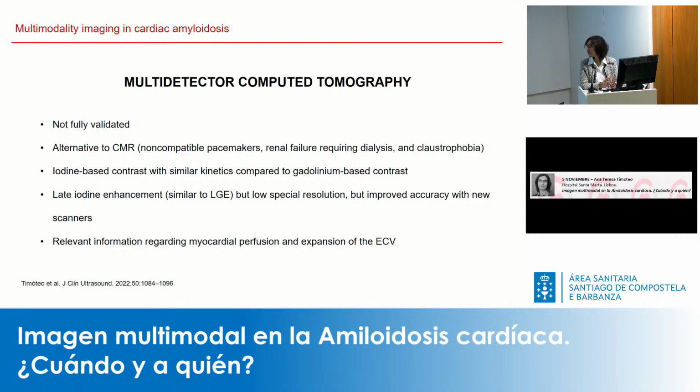And it's essentially because iodine-based contrasts have a similar kinetics compared to gadolinium-based contrasts, and we can, in the same way, obtain a late iodine enhancement, but with current equipment, there is low spatial resolution that, however, has been improving with new scanners. And it also is possible to obtain relevant information regarding myocardial perfusion and expansion of extracellular volume.